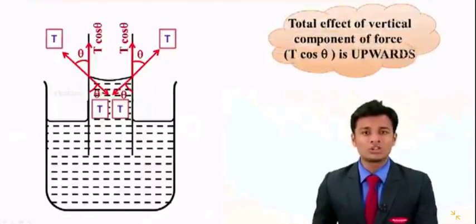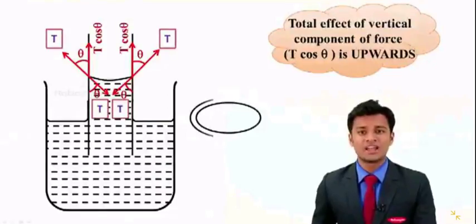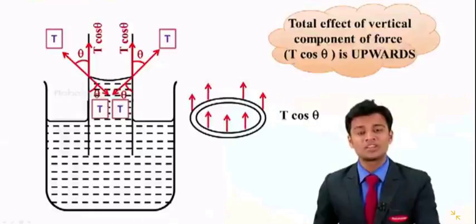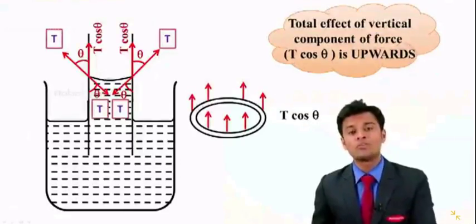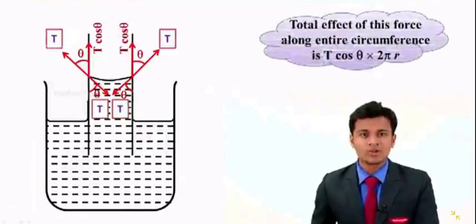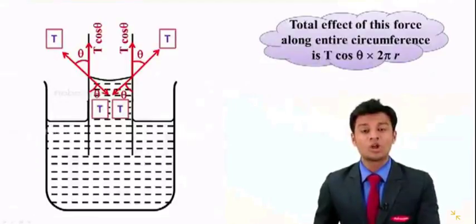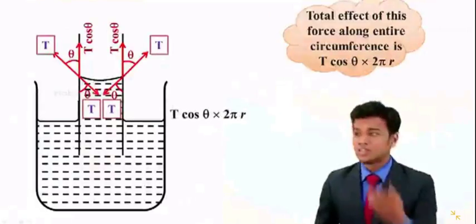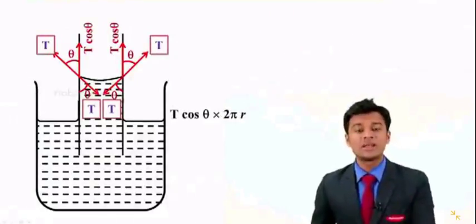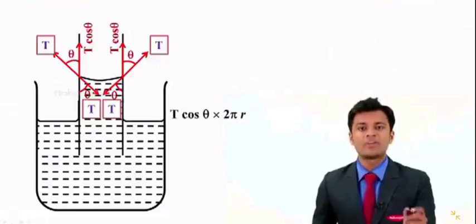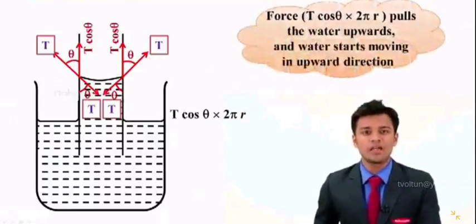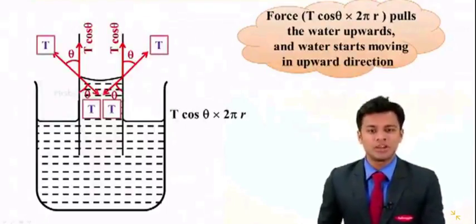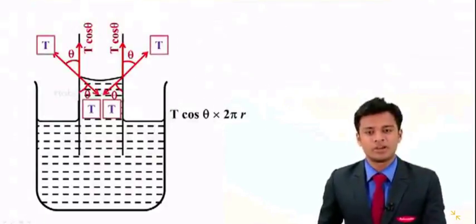But if you talk about T cos theta, all the T cos thetas are acting in the vertically upward direction. So I say that T cos thetas are the forces responsible for the pull of the water in the upward direction. So the total effect of this force along the entire circumference is T cos theta into 2 pi r. So this is the force with which the liquid is getting pulled in the upward direction, and that force is T cos theta into 2 pi r. So the force T cos theta into 2 pi r pulls the water in the upward direction, and hence the water starts moving upward.